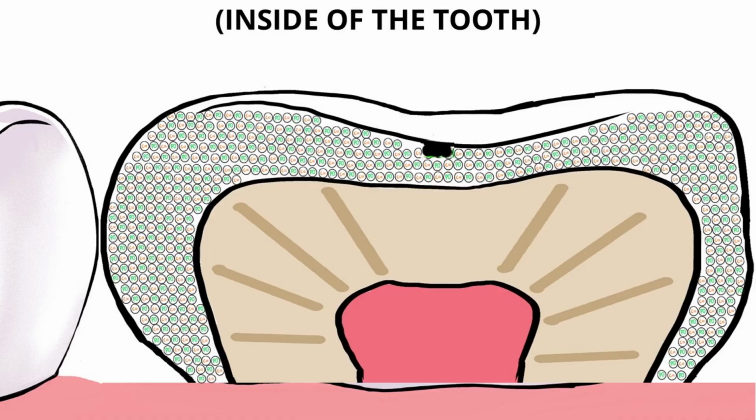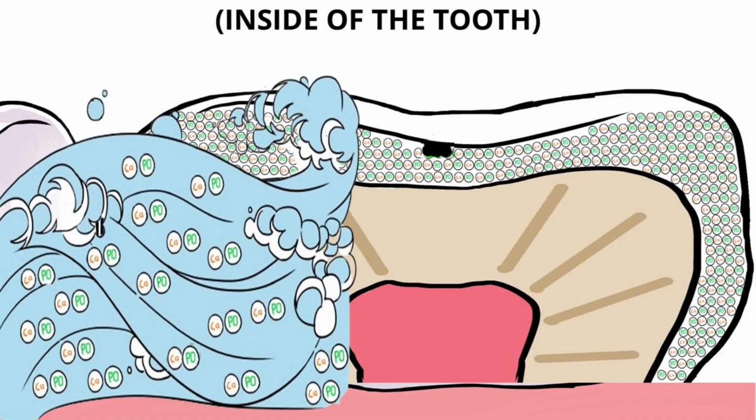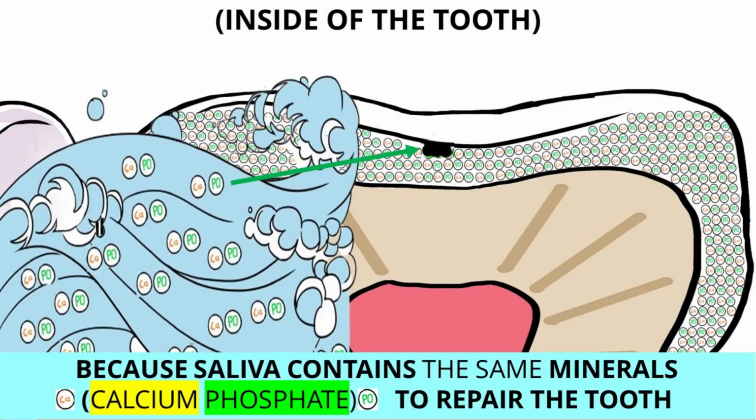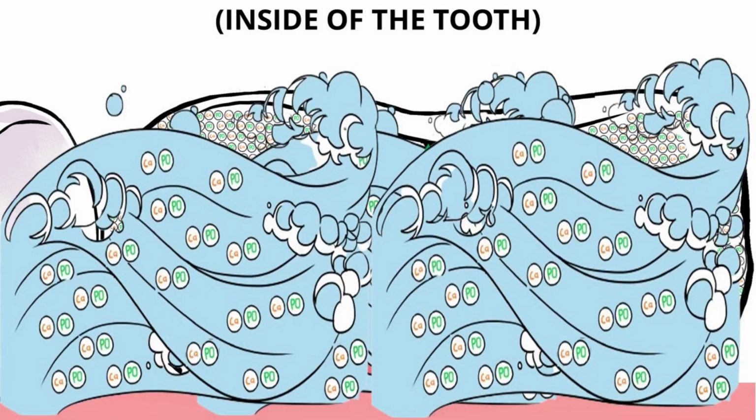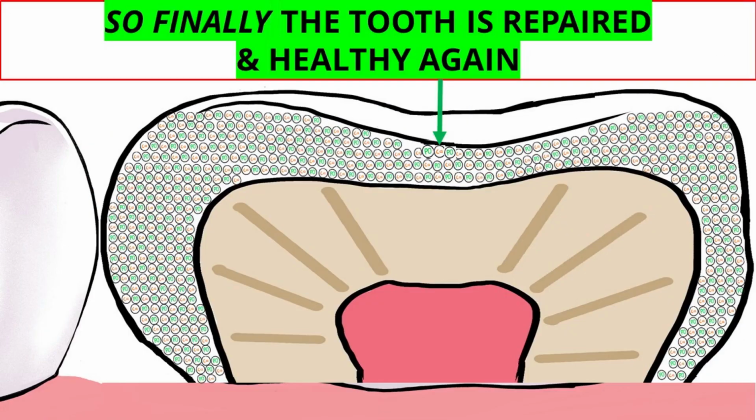Looking at the inside of the tooth, the reason saliva repairs the enamel, because saliva contains the same minerals as enamel, calcium and phosphate, to repair the tooth. So finally, the tooth is repaired and healthy again.